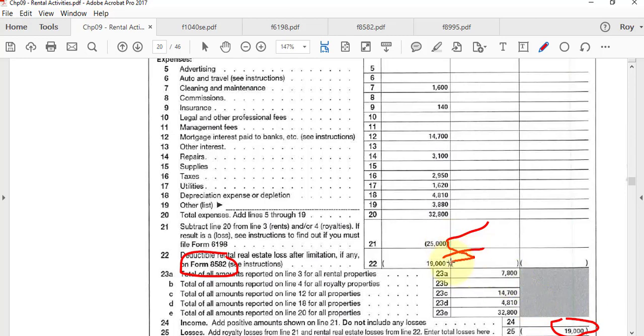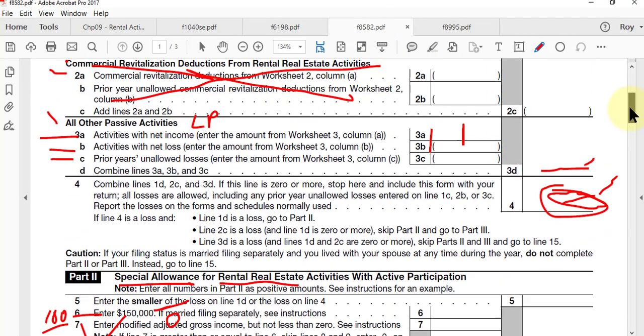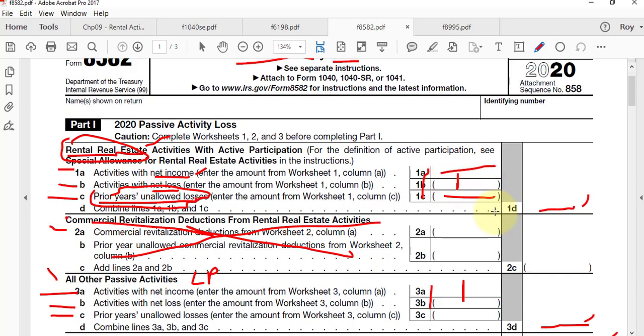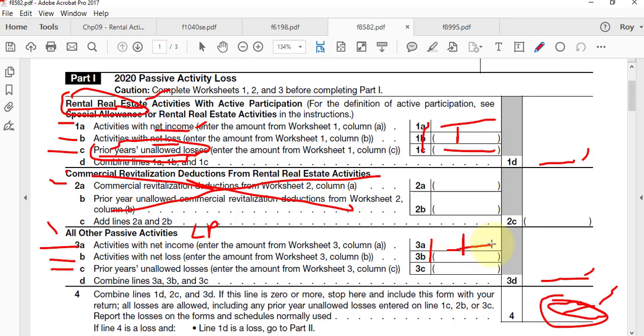So what happens to the difference here of 6,000 loss? Well, next year, when we do this passive loss limitation form, right here, we're going to put the prior year unused losses of $6,000 to offset any rental real estate or other passive income. Again, if we cannot use it this year or future years, eventually any unused losses will be deductible in the year we dispose of the property that's creating the losses.